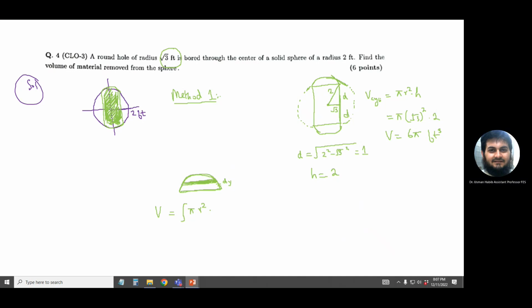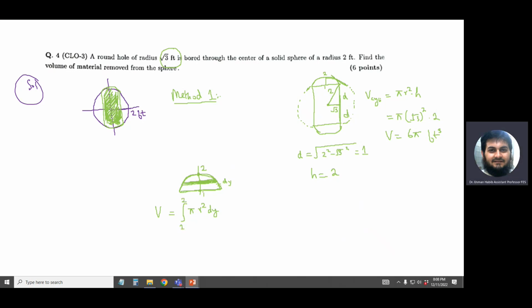Sorry, dy. What is the limit? For where are we going? We are going from this point to this point. We know that this point is 2, because the whole sphere was of radius 2 feet. And we know that the height from here to here was 1. So we are left with going from 1 to 2 in terms of y.